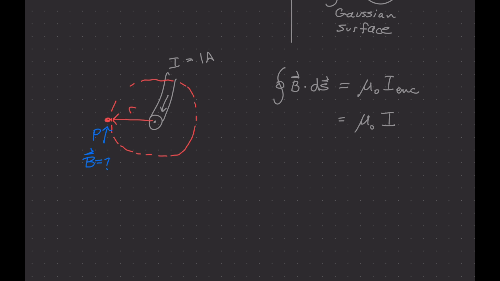The next thing I can do is expand this dot product using the dot product identity, so B ds cosine theta. I can always do this.